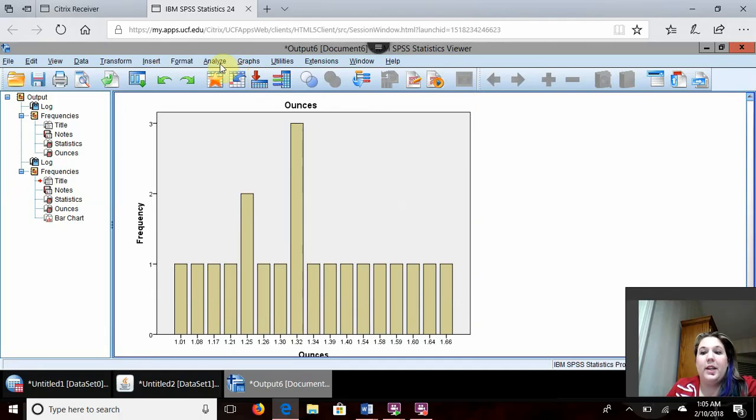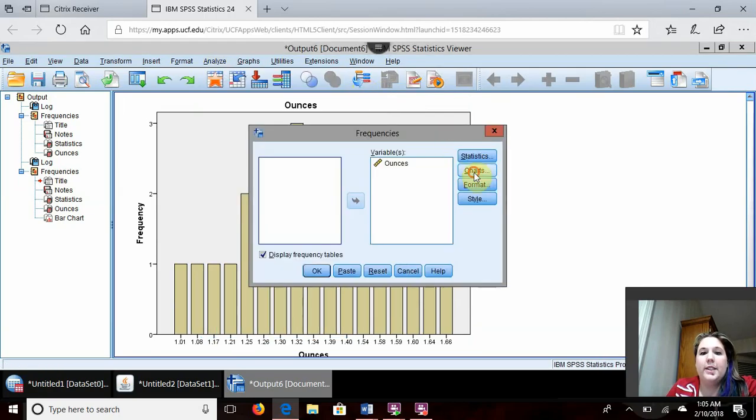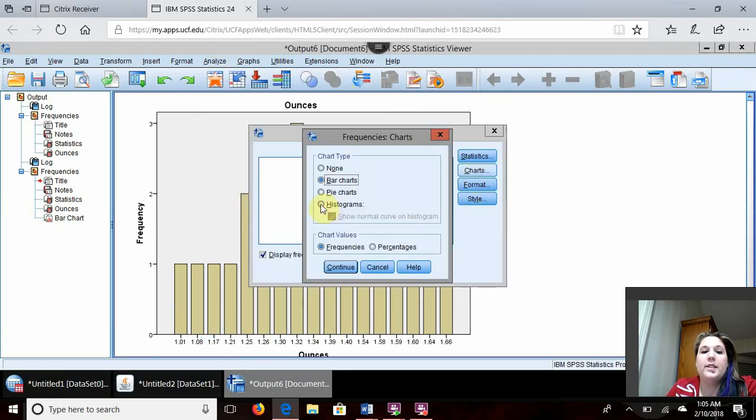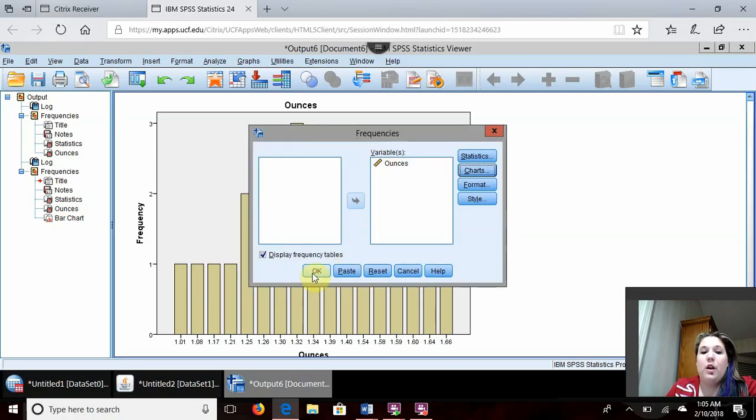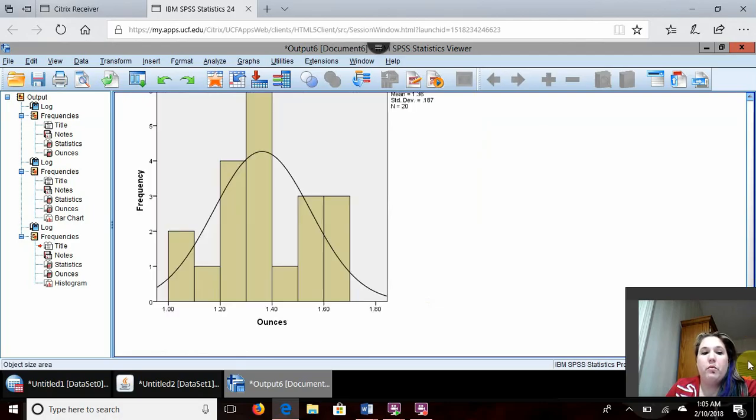Next, we are going to work on the histogram. We are going to go to Analyze, Descriptive Statistics, Frequencies, Charts again. This time we are going to select histograms. You need to put a check mark on show normal curve on histogram. Continue, OK, and it is going to give you the histogram with a normal curve on it.